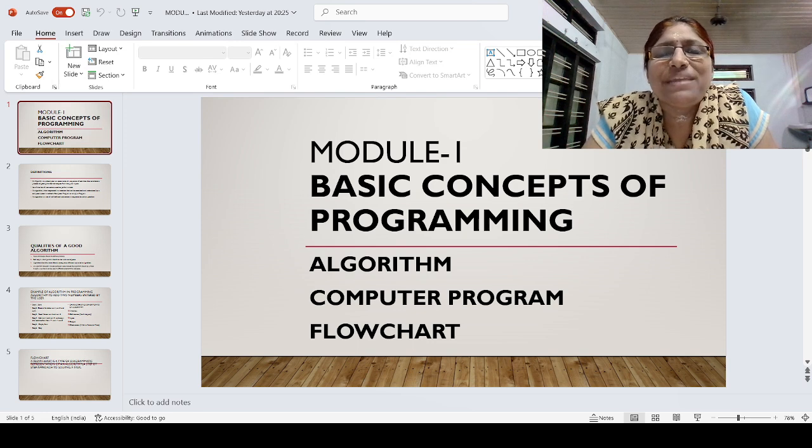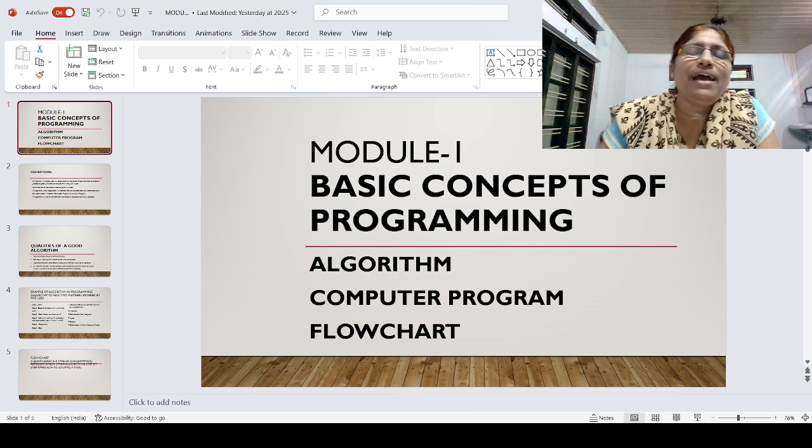Module 1: Basic Concepts of Programming. First one is algorithm, second one computer program, and third one flowchart.